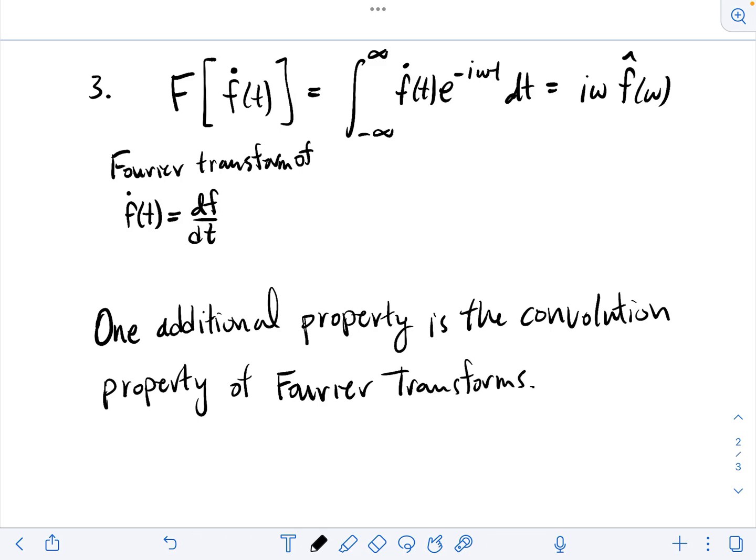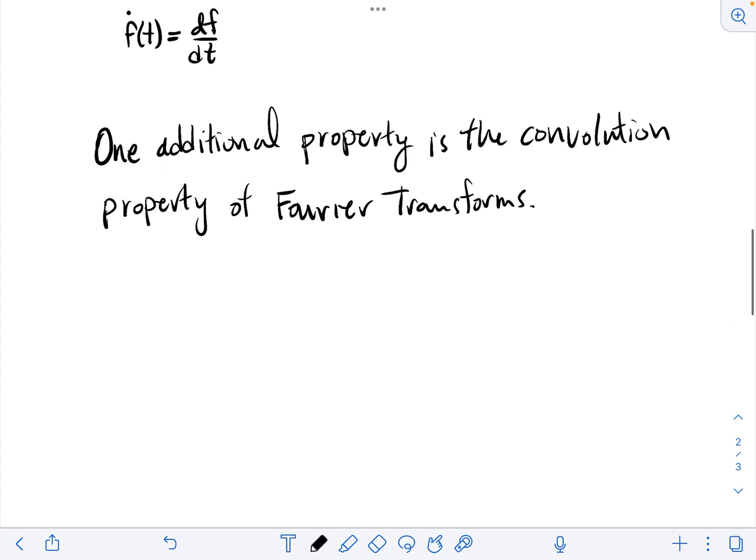Okay, so what we're going to do is first state the problem, like what is it we're trying to solve. Then I'll give you the answer, and then we'll work through the proof. So here's the problem. Suppose that y hat of omega, some function in the frequency domain, could be expressed as a product of two functions in the frequency domain, x1 hat of omega and x2 hat of omega.